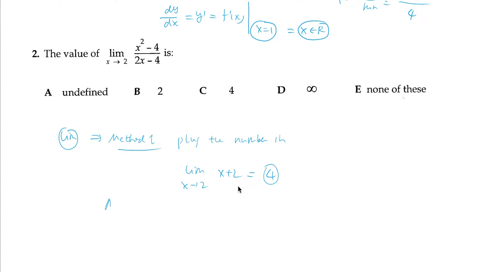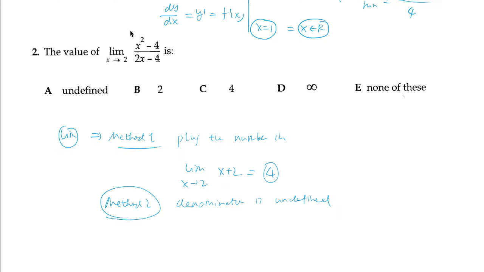And sometimes the denominator is undefined. Okay, so when the denominator is undefined, you need to get rid of the denominator. So in this question, you can see when you plug 2 in, the denominator becomes 0. That clearly doesn't work, so you just need to try something else.